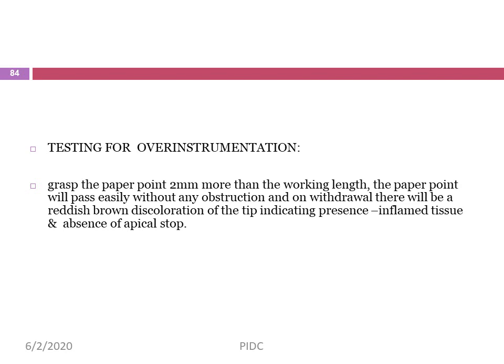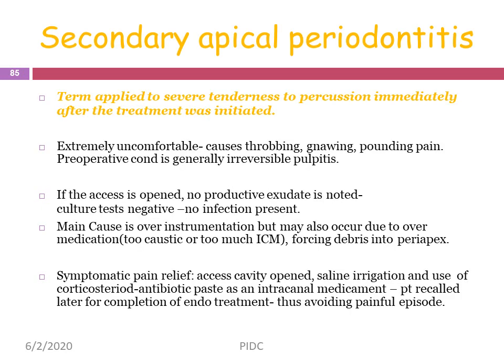The paper point will then pass easily without any obstruction. Of course, you cannot use a very large paper point. You have to use a paper point one size smaller or equal to the last file which you have used in the canal to the working length. So this paper point will pass without any obstruction, and when you withdraw this paper point, there will be a reddish brown discoloration of the tip, which indicates the presence of exudate and inflamed tissue. So that shows that you have instrumented the canal.